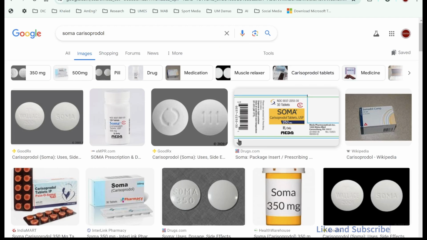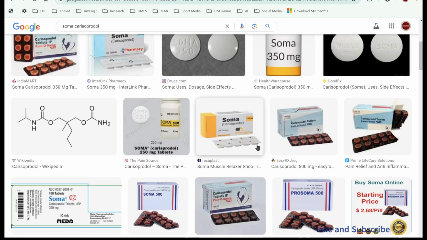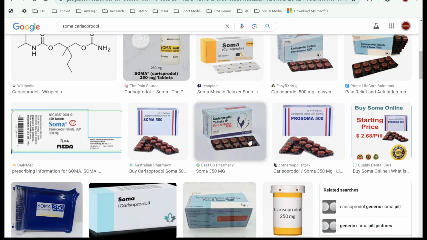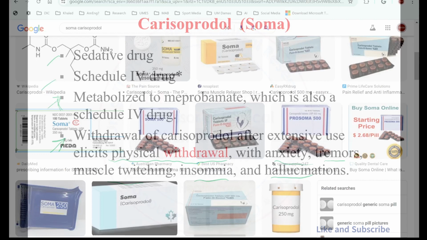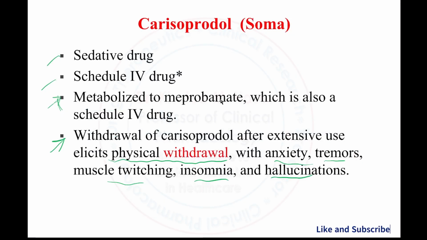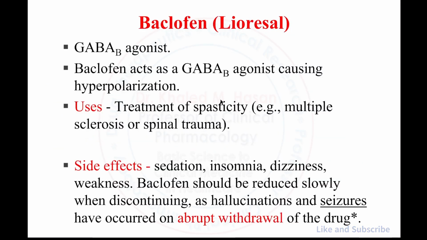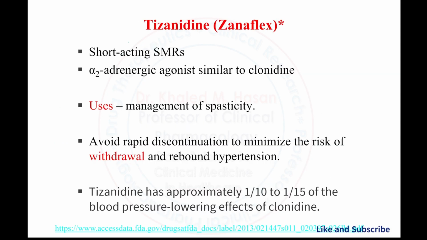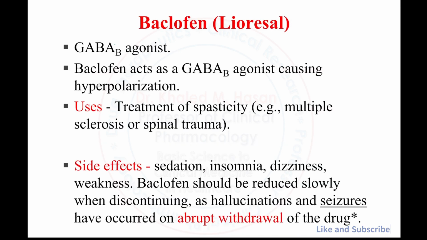This is a screen from Google Images. You can see the brand name Soma for carisoprodol, or available as the generic name carisoprodol. We have it in several brand names, but the generic name is carisoprodol. And remember, this one works as a peripheral medication, as an antispasmodic medication. Okay, moving to the next medication, baclofen. Baclofen is a GABA B agonist. Remember this one here, GABA B agonist, baclofen.